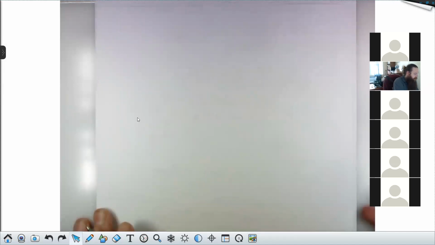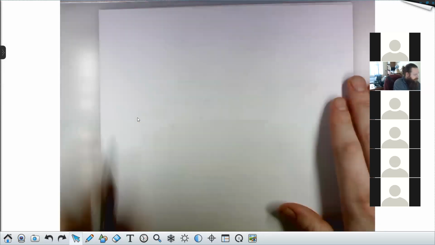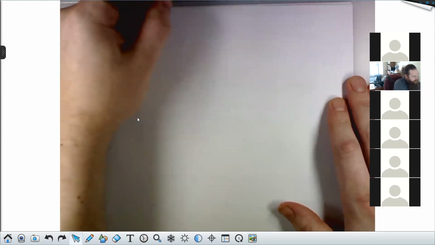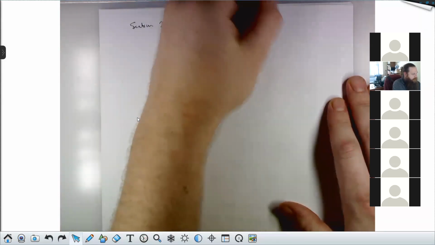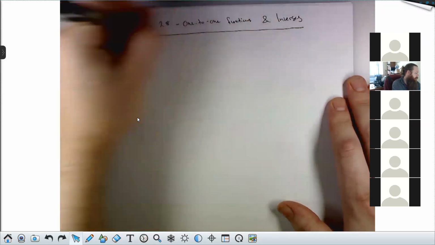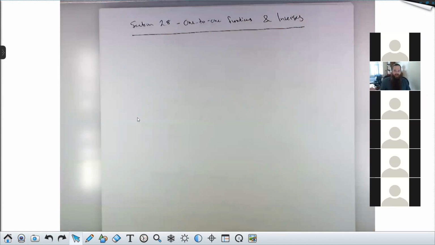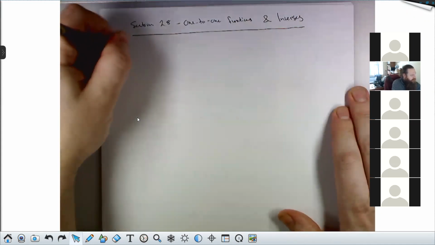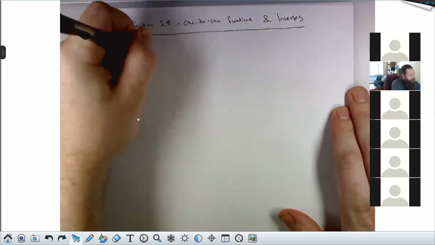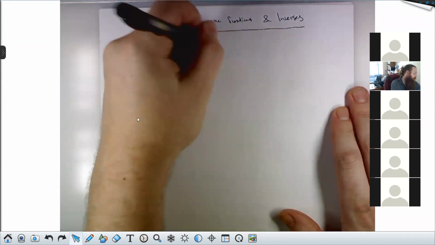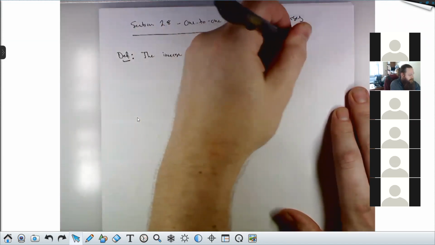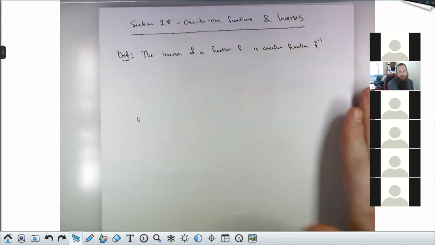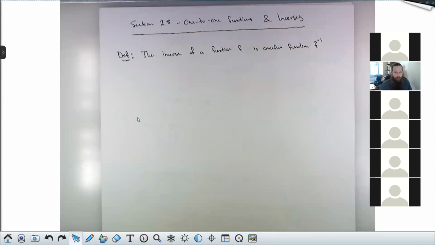So, one-to-one functions and inverses. What we want to do is find a way to exactly undo a function. So the definition: the inverse of a function f is another function called f with a -1 up here. We read this as f inverse, and it has nothing to do with the power. I know that notation is confusing, but it's just the notation that mathematicians have chosen over the years. This is not a power.